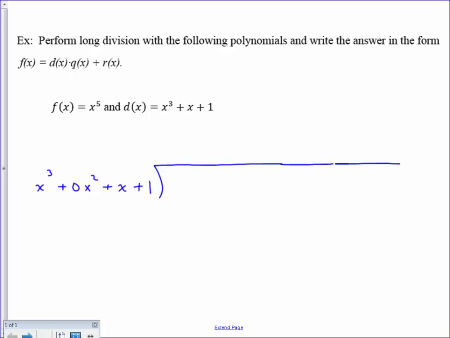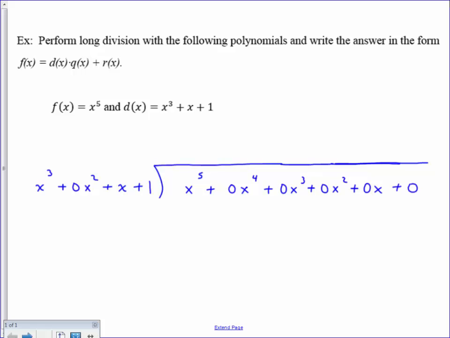Now, my f of x goes underneath the division symbol. It is only x to the fifth, which means it's missing a whole bunch of powers. So I need to go in and put placeholders for every x that's smaller than x to the fifth. And then when I get to the end and I get to my constant, simply put plus 0.